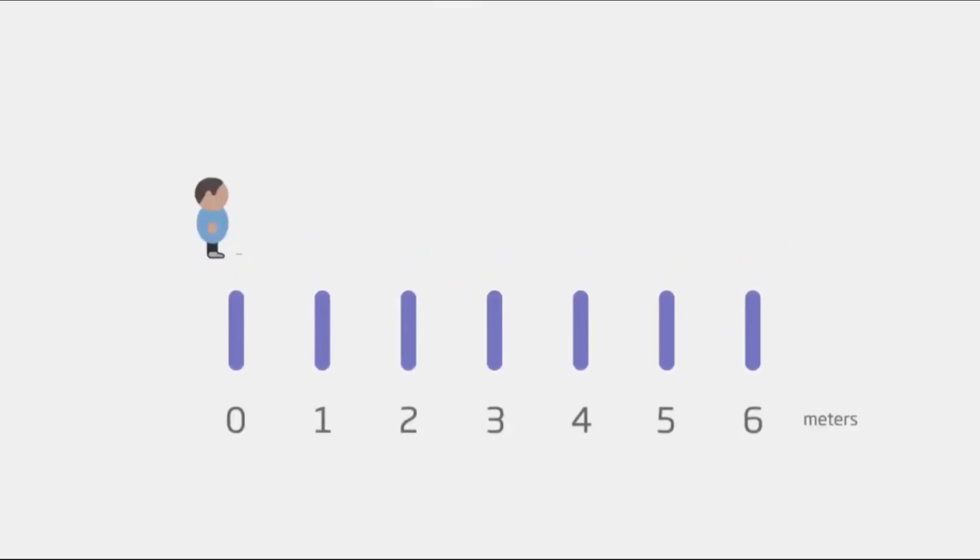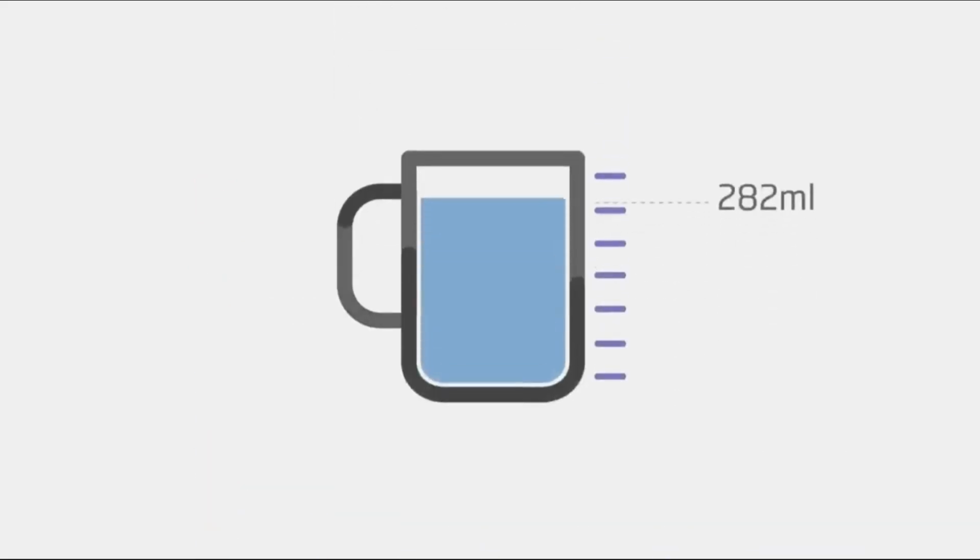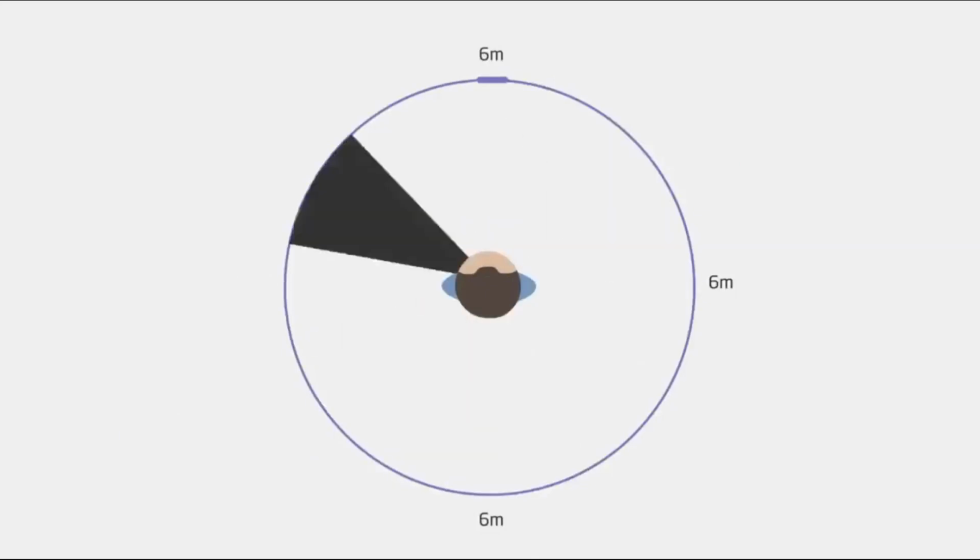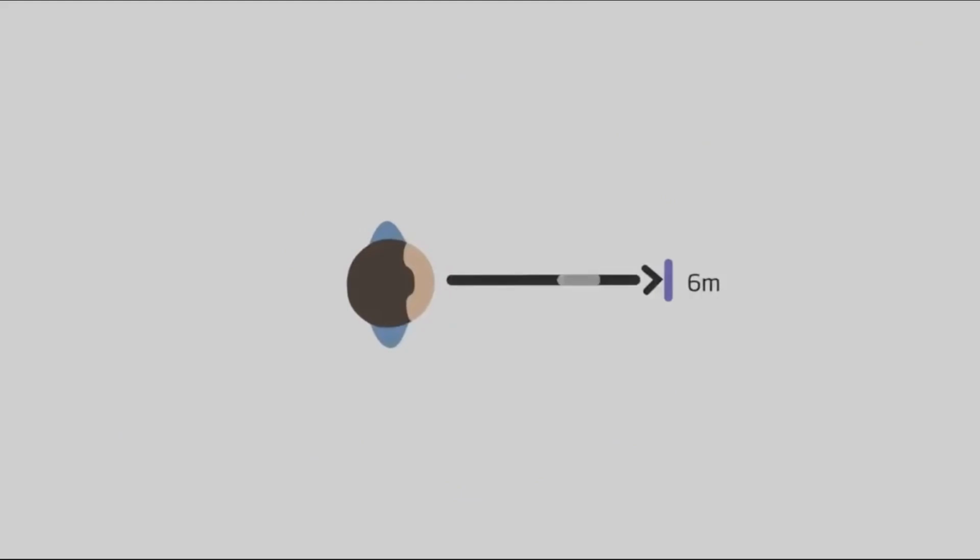The distance between you and a bench, and the volume and temperature of the beverage in your cup are all described by scalars. Vector quantities also have a magnitude, plus an extra piece of information: direction. To navigate to your bench, you need to know how far away it is and in what direction, not just the distance, but the displacement.